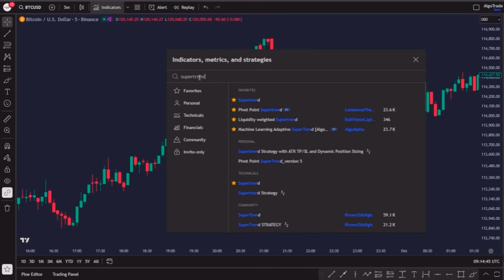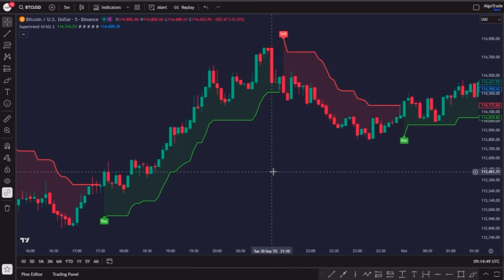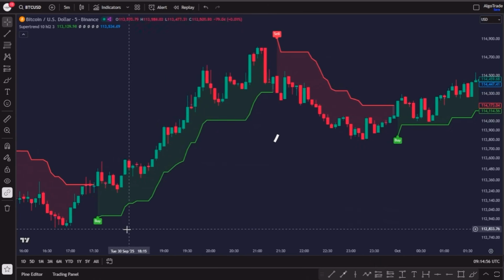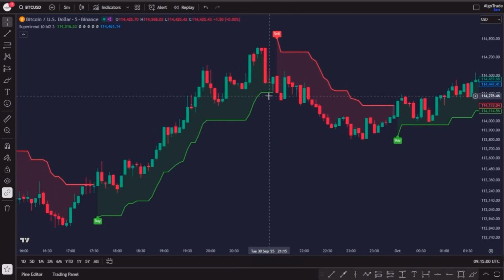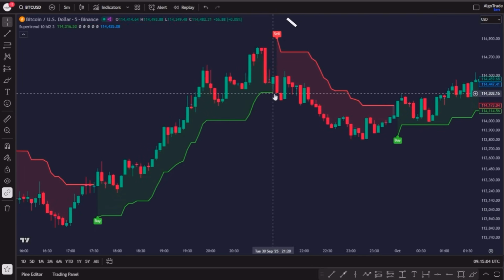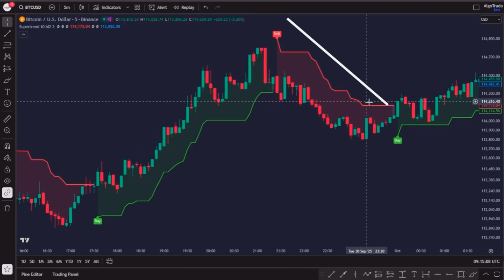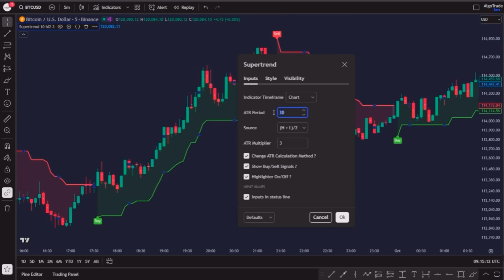The first tool we'll need is the SuperTrend. This is a very popular indicator for scalpers because it combines trend direction with volatility. In simple terms, when price is above the line, the trend is bullish and the indicator flashes green with a buy signal. When price falls below, the line flips on top, turning red and giving a sell signal. For this strategy, we are going to use the default settings of 10 and 3.